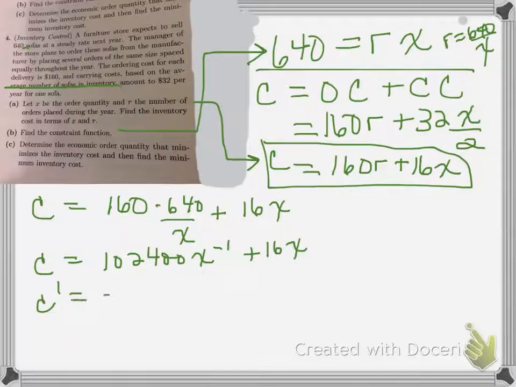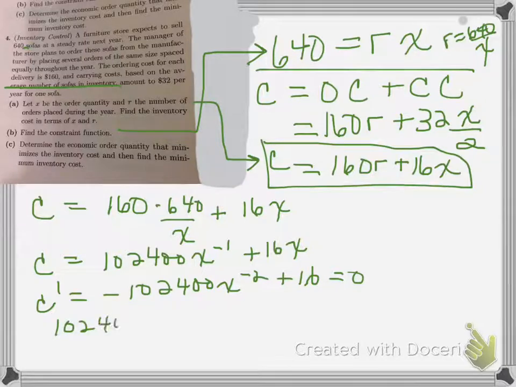Take your first derivative to optimize it. This is negative 102400 X to the negative 2 plus 16. Set that equal to 0, and you're going to say 102400 over x squared equals 16. And by solving that, you end up with x squared equals 6400. So x will equal 80. And looking at my constraint, if x equals 80, plugging in 80, I will get r equal to 8.